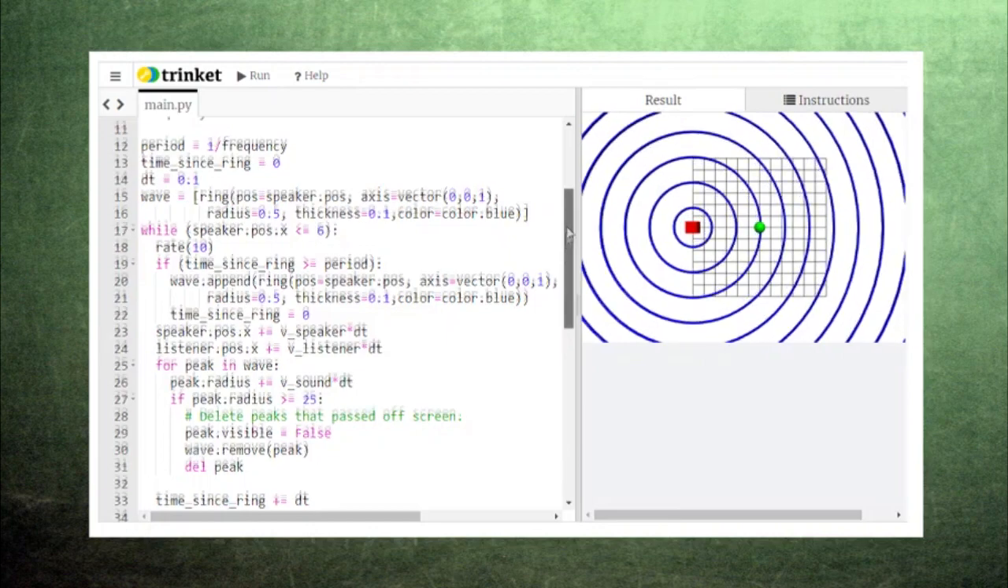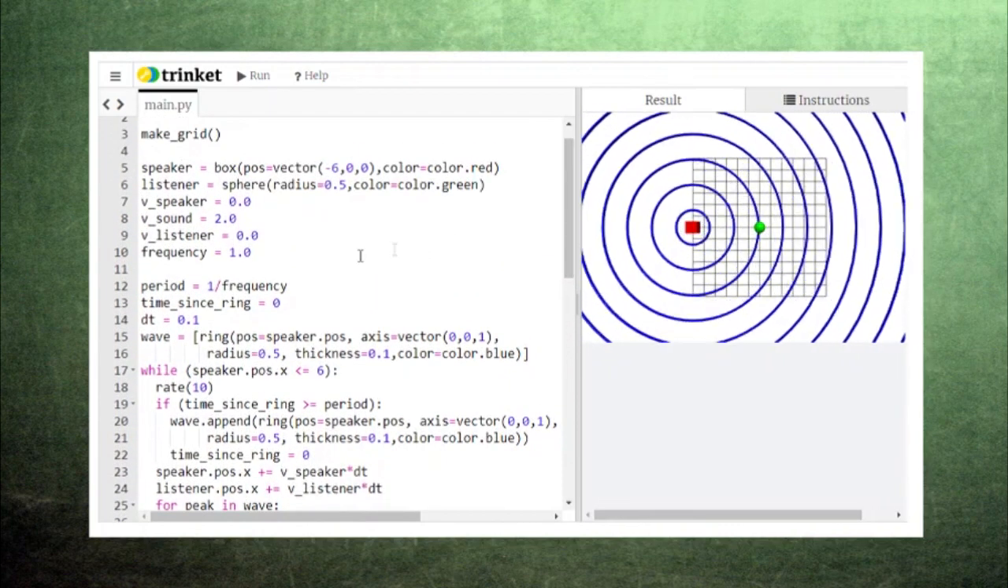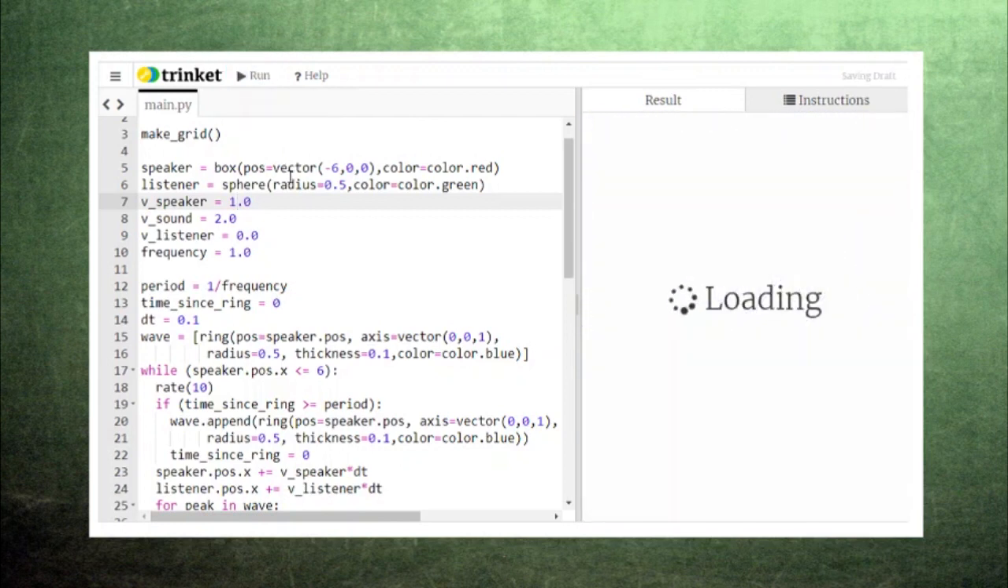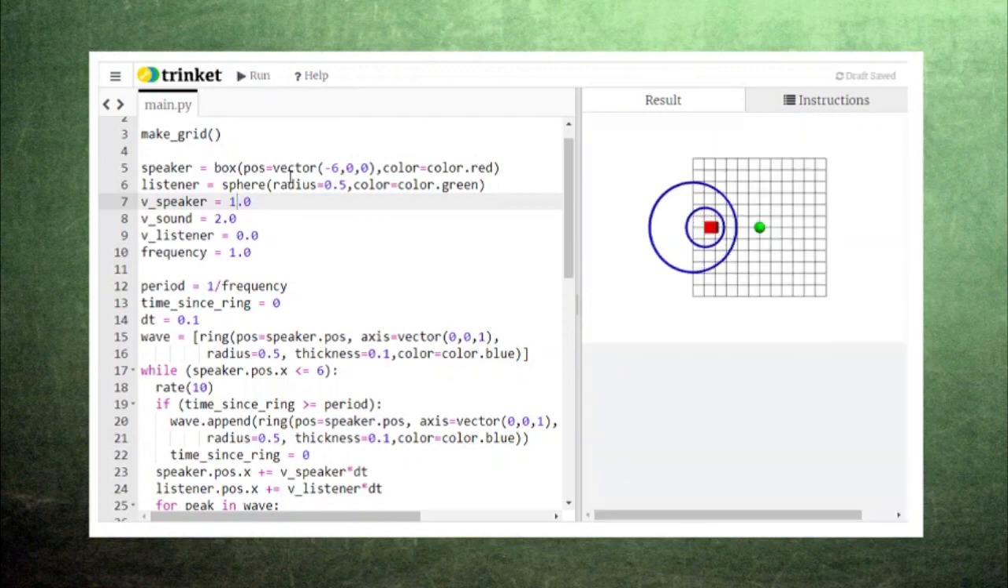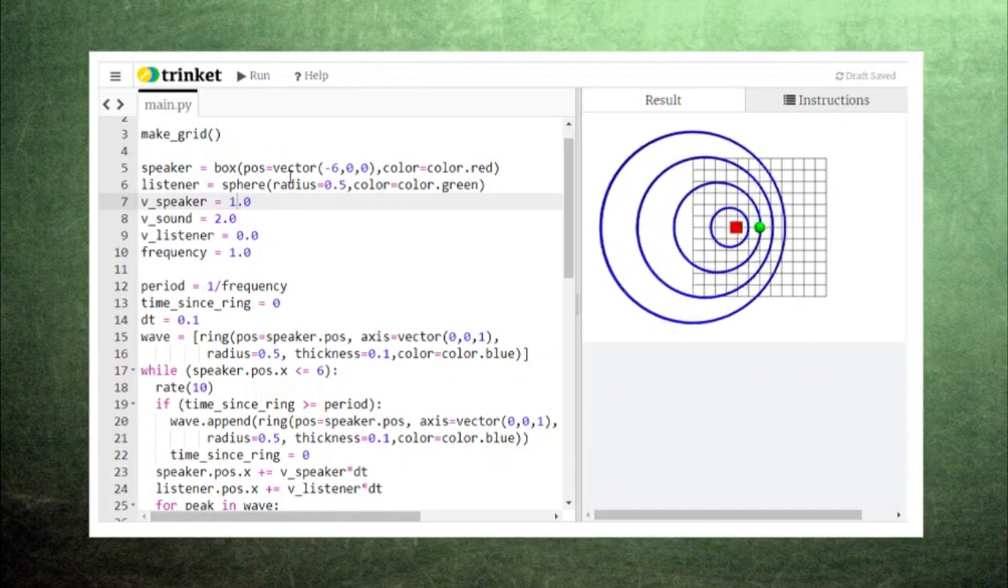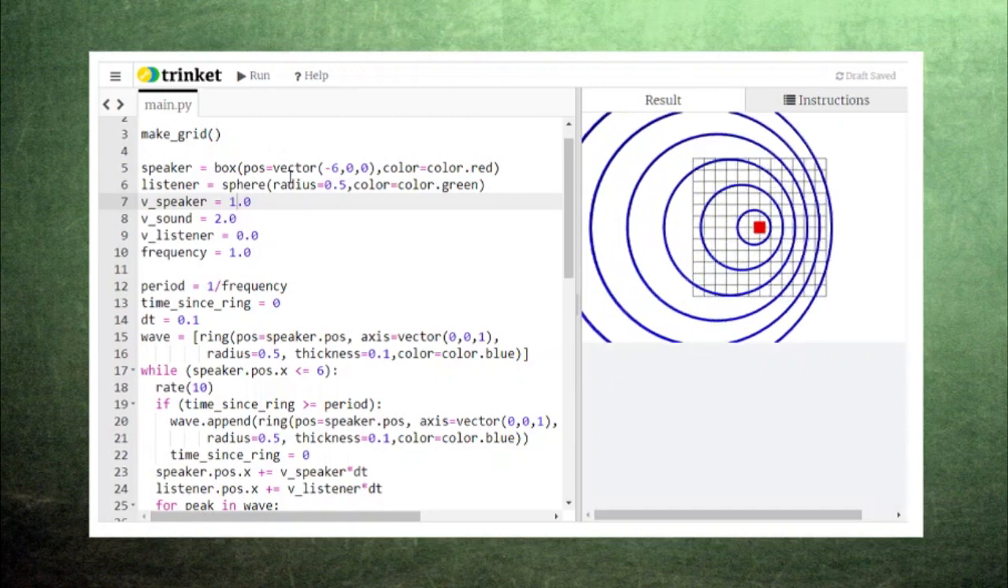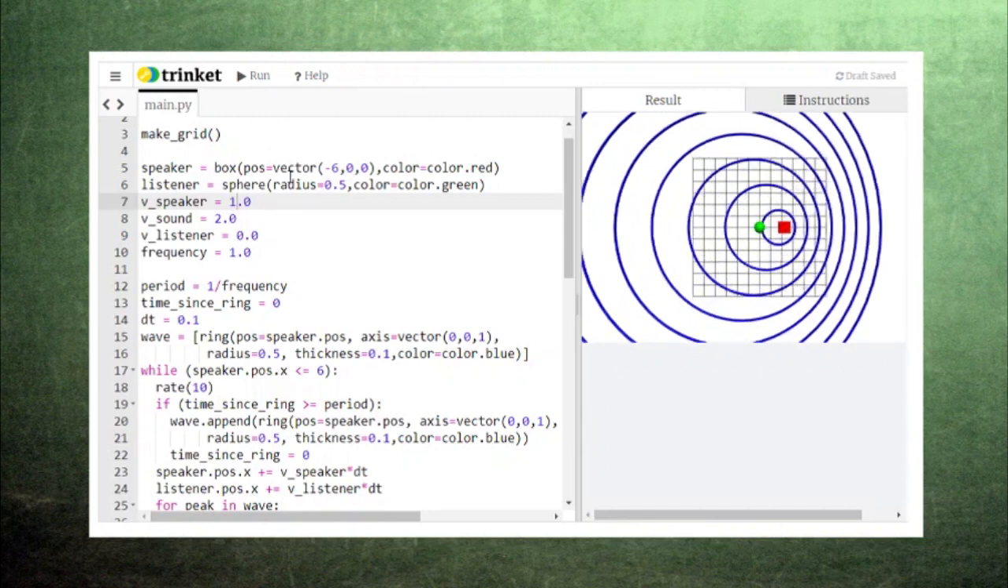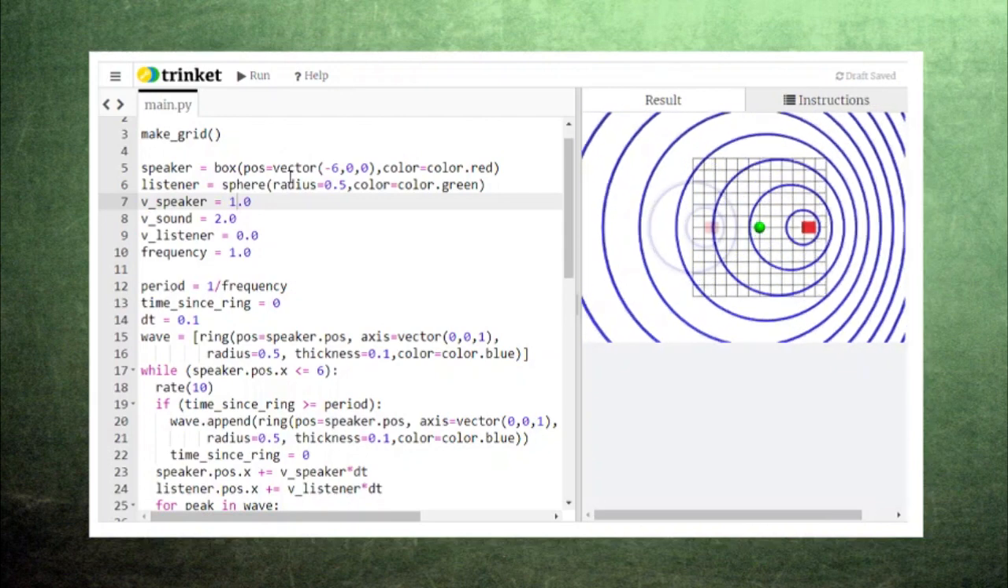Now comes the interesting part. Suppose we move the speaker to the right at a steady velocity. Because the speaker is in a different place every time it emits a peak, the rings are no longer concentric. They get squished together ahead of the speaker, and they get stretched apart behind the speaker.